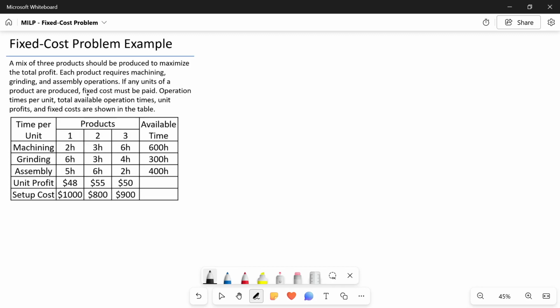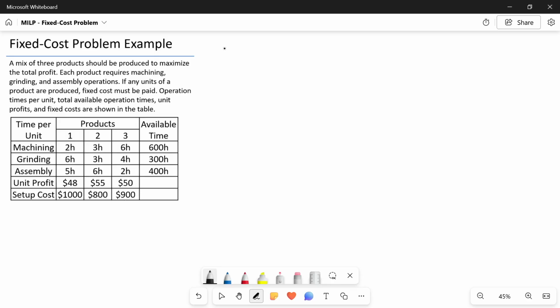If any units of a product are produced, fixed cost must be paid. But of course, if we don't produce the product, we don't need to pay the fixed cost, right? So let's start writing the model for this problem by ignoring first the setup cost. So the problem is like a product mix.